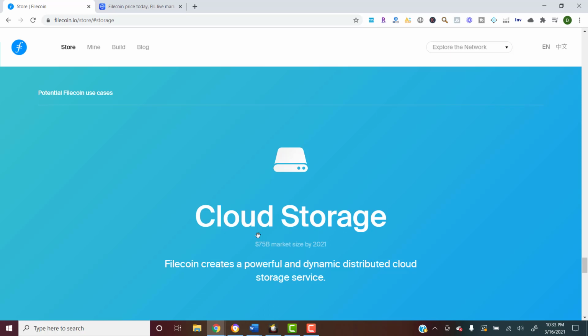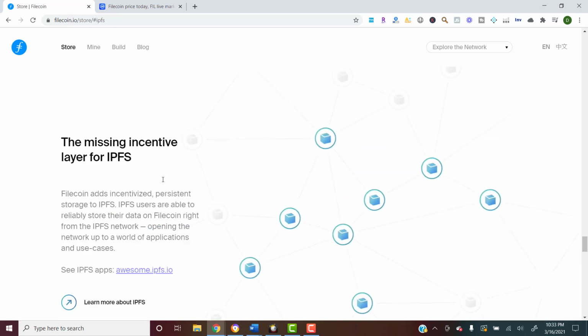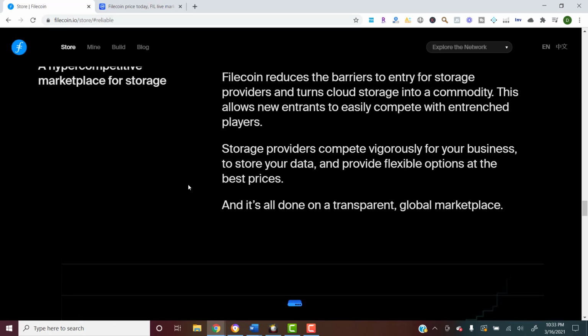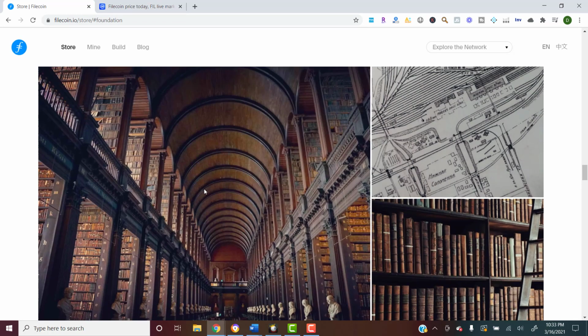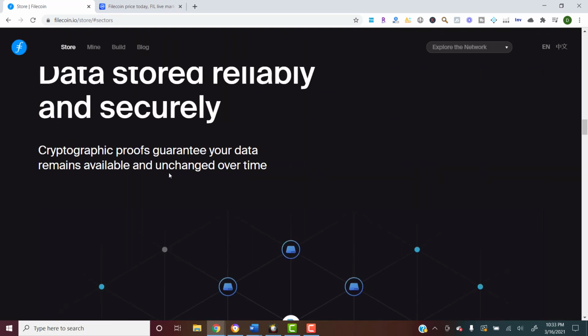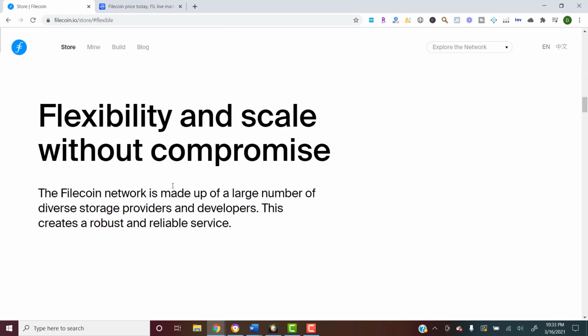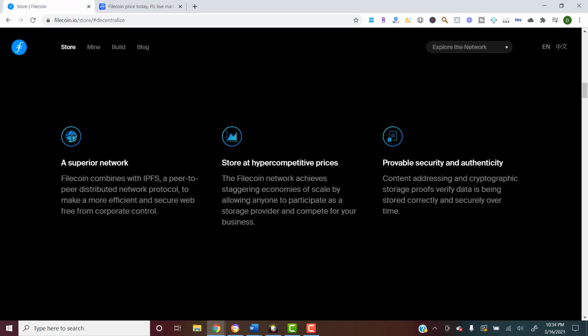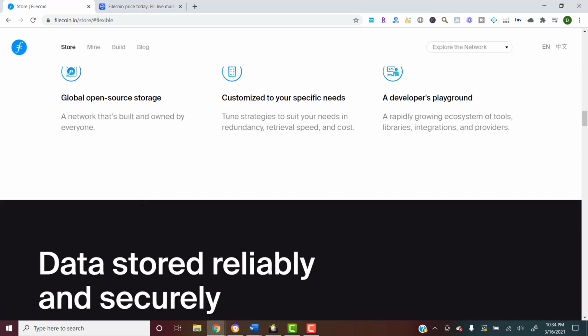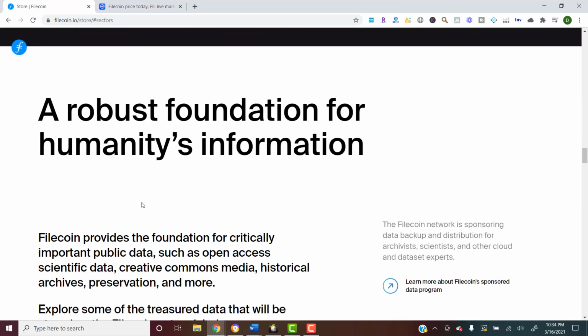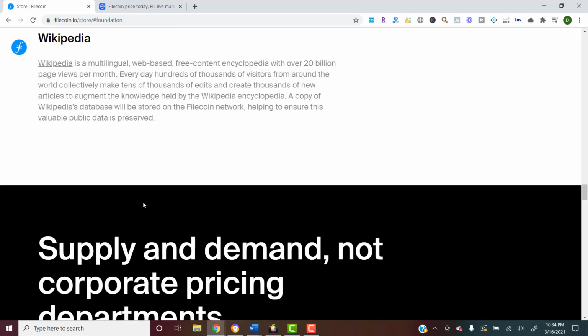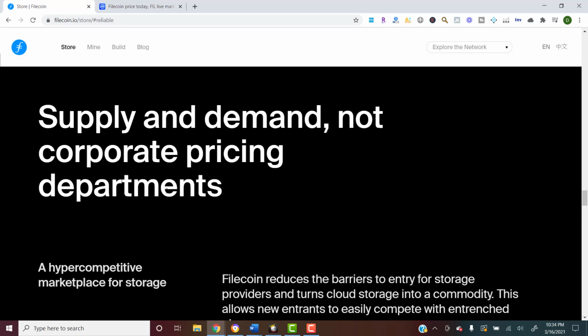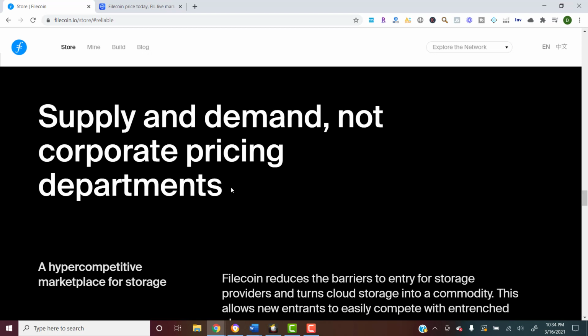Well, they're going to charge a premium for that storage because they know they can. Enter something like Filecoin, okay? They decentralize the entire thing, take it away from any type of corporate control, and diversify the places that you can go and get your cloud storage. Okay, so let's take a look at this right here. Supply and demand, not corporate pricing departments.